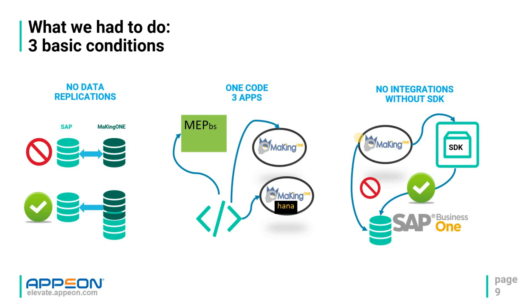One code, 3 apps. We have a trunk code for MAP BS, the ERP at the starting point, and we have to use the same PBLs and the same objects also for MakingONE and MakingONE on HANA. The third one is no integration without SDK. As I said, no writing directly on the SAP Business One DB without using the SDK.